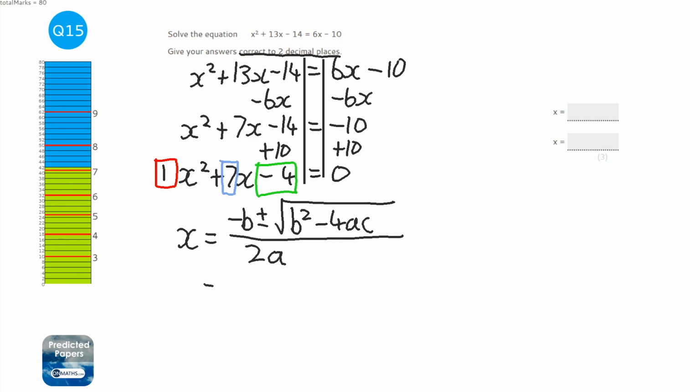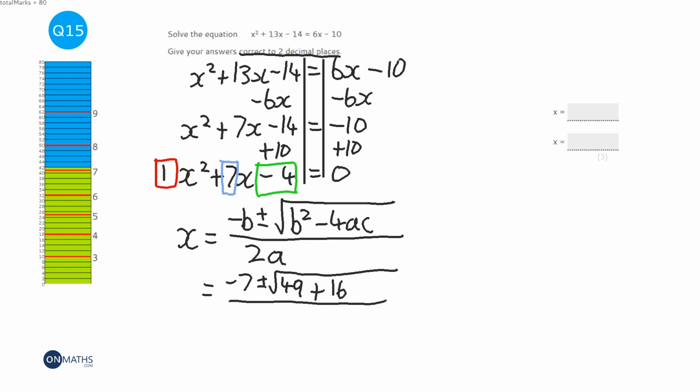So when I substitute it in, b was 7, so it's minus 7 plus minus square root of b squared, well that's going to be 7 squared, so I know that's going to be 49, so I might as well write 49. Now it's minus 4 times a times c. Now a is just 1, so we can ignore that. Minus 4 times c, which is minus 4. Well, minus 4 times minus 4 is going to be a positive 16 over 2 times 1, which is just 2.